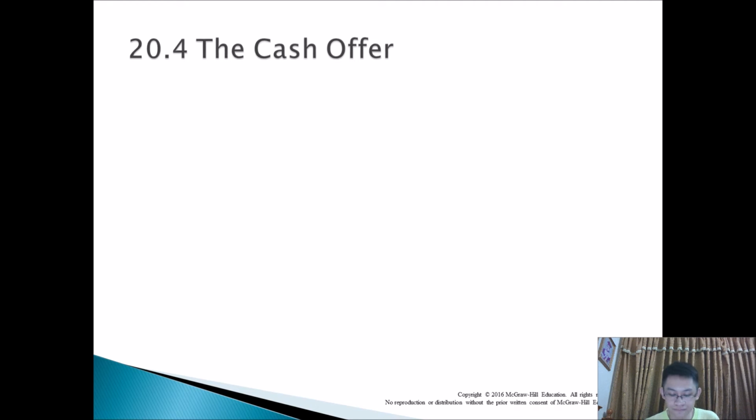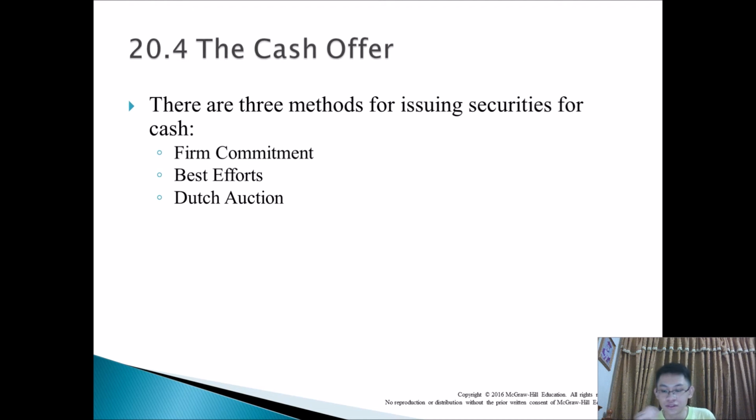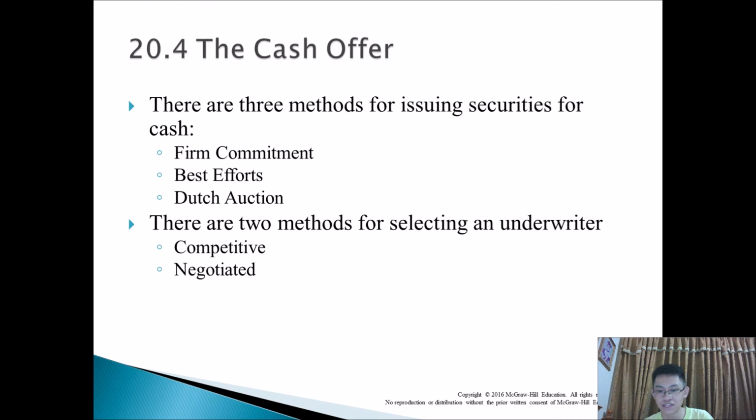The cash offer. As just mentioned, stock is sold to interested investors in a cash offer. If the cash offer is public, investment banks are usually involved. There are a total of 3 basic methods of issuing securities for cash: firm commitment, best effort, and finally Dutch auction. 2 methods are used for selecting an underwriter, which are competitive and negotiated. We will go through all of these 5, including the 3 methods of issuing securities and selecting the underwriter, right away.